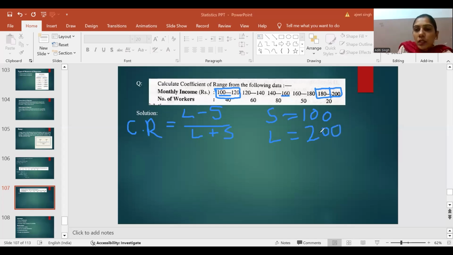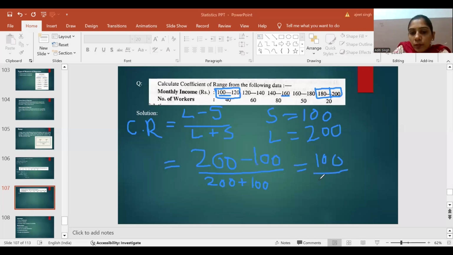So now we put both these values, the smallest value and the largest value, in the given formula of coefficient of range. 200 minus 100, divided by 200 plus 100. Okay, so 200 minus 100 is 100, and 200 plus 100 is 300.